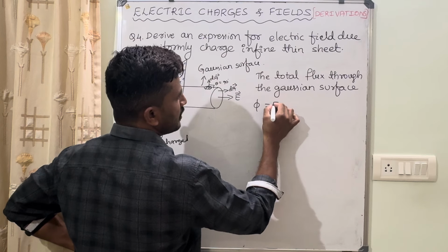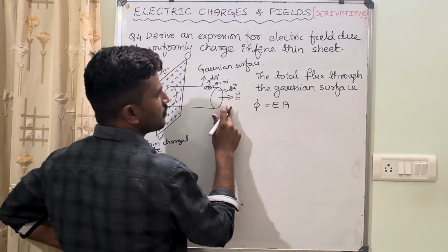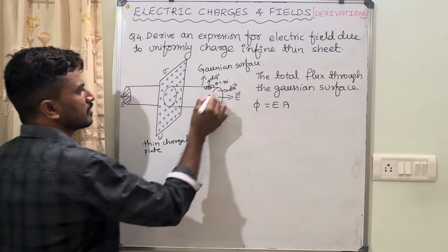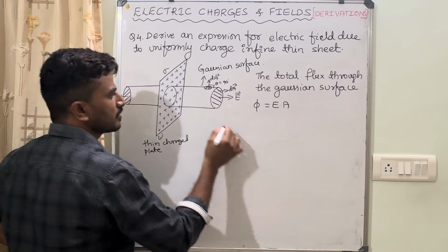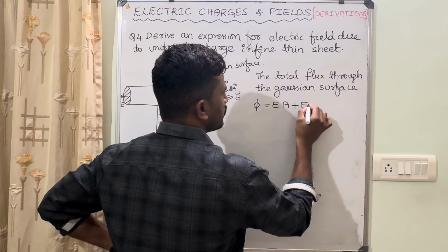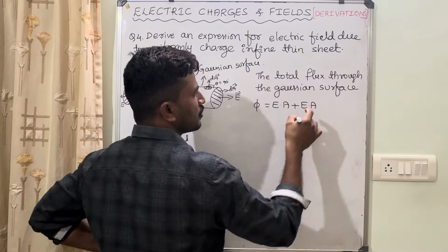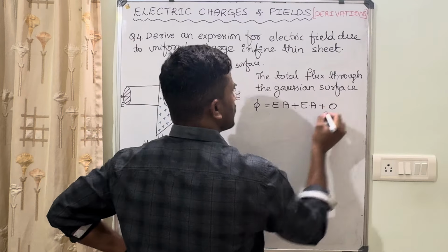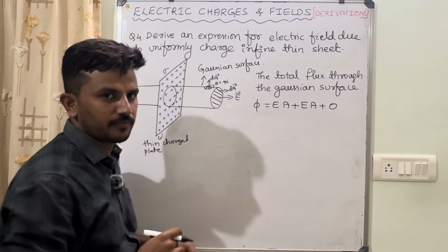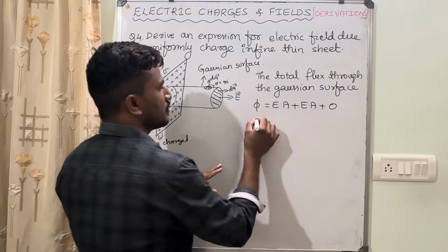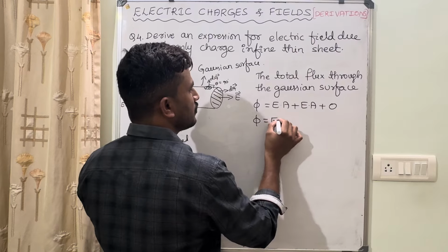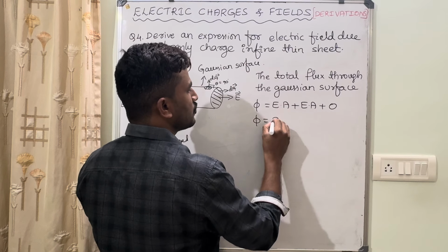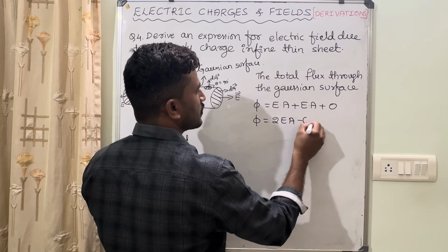So that is E into A into cos 0 is 1, and this end surface, this side also we have end surface, this side also we have end surface, plus E into A into cos 0 is 1, plus flux through curved surface area will be 0 because theta is equal to 90 degree. So flux phi is equal to E into A into 2 times is there, EA is 2 times EA. So this is equation number 1.